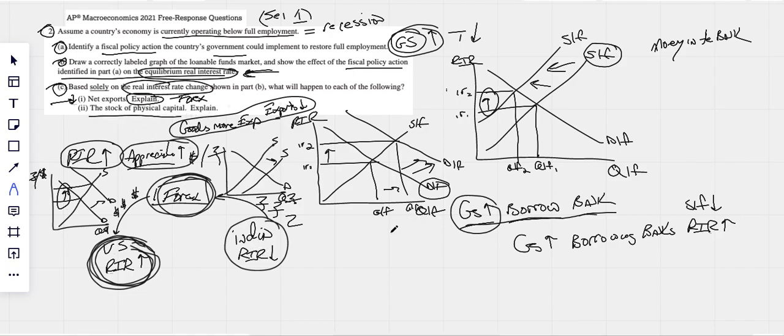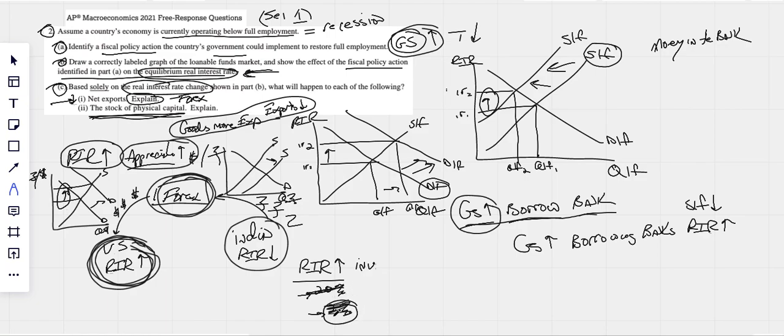Stock of physical capital. Well, think about that for just a second. Now, when we say stock of physical capital, we're talking about people actually producing capital goods in our country. So when the real interest rate goes up, this is going to affect investment. Would you rather take out a loan at 20% or 2%? Take out a loan, borrow the money, and pay back interest. Most people would rather pay lower interest rates.